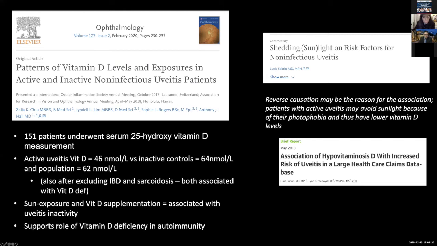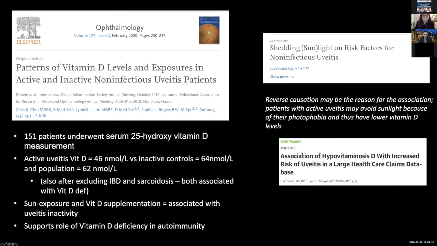And they found that this difference held true even after they excluded those with inflammatory bowel disease and sarcoidosis, which are both associated with vitamin D deficiency. They also found that sun exposure and vitamin D supplementation were associated with uveitis inactivity. They suggested that this supports the role of vitamin D deficiency in autoimmunity. Now, this is a topic that's still a little controversial. I think Dr. Sobrin wrote very nicely in a commentary in this paper that there may be an effect of reverse causation as well, that patients who have active disease because of light sensitivity may tend to avoid sunlight.